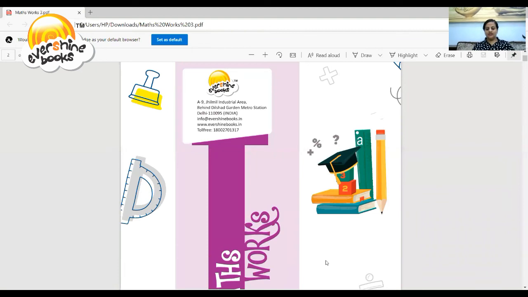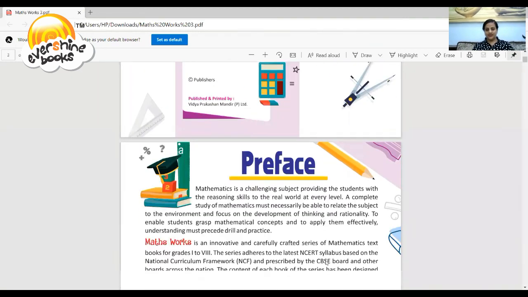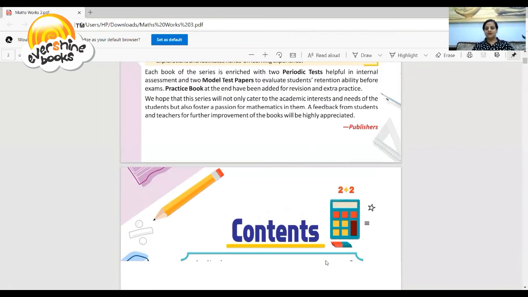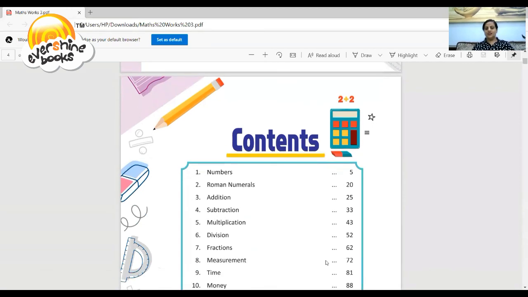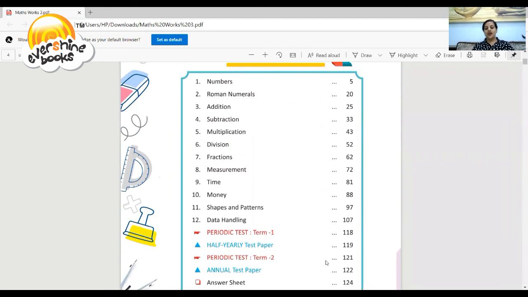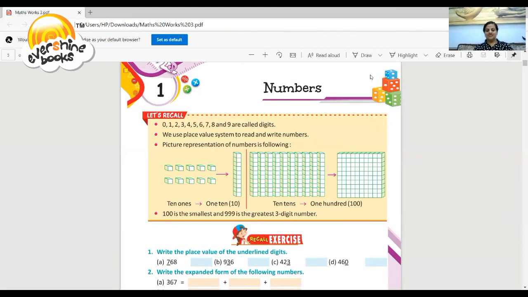So, here, this is the book Maths Work. In that, our first chapter is all about numbers that you have already learned in your second class, numbers till 999. Okay, so first chapter is all about numbers. Today we will start chapter number 1, that is numbers, and it is on page number 5. Yes, students, this is your chapter number 1, numbers.